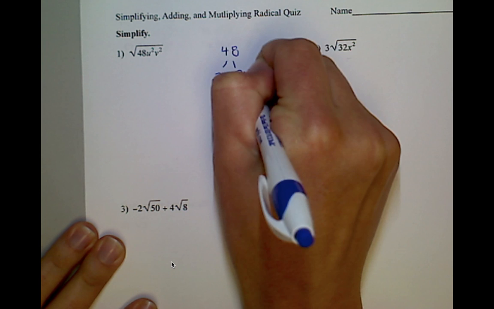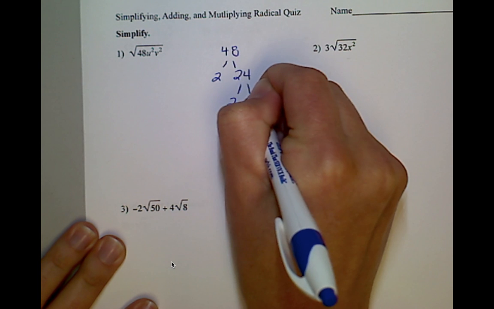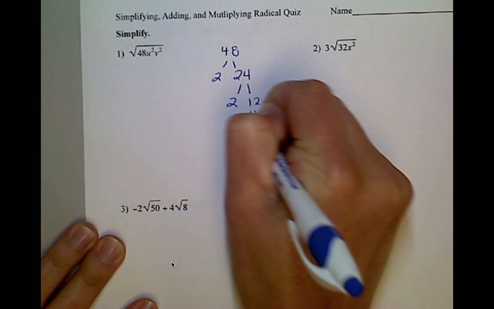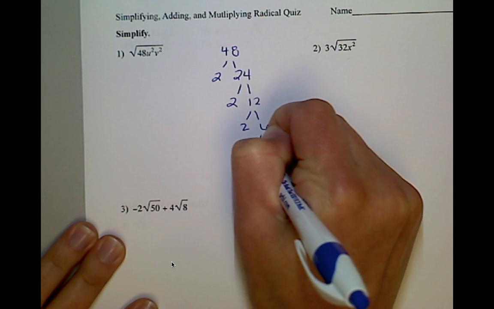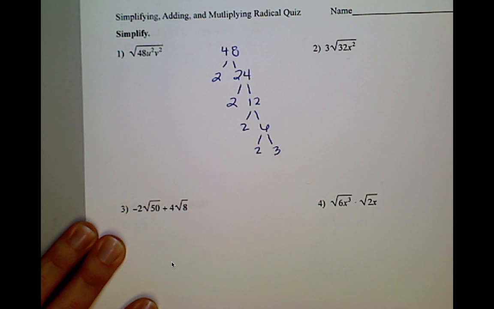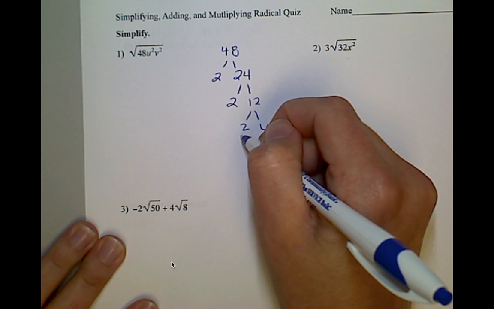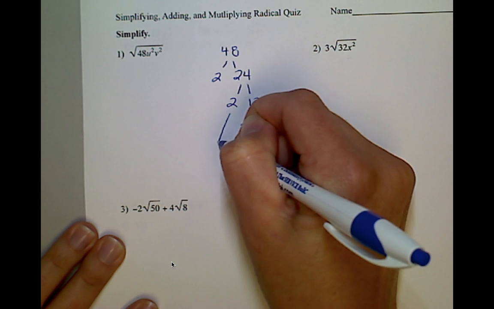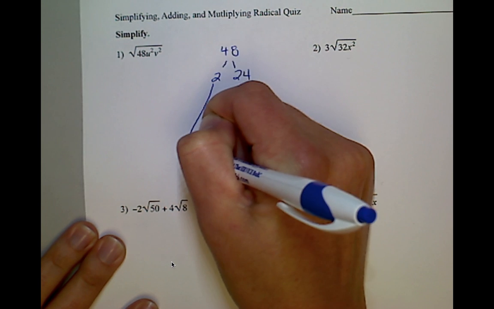2 and 24. I know 24 is even, so you can cut it in half again. I know 12 is even, so you can cut it in half again. I know 6 is even, so you can cut it in half again, and you're left with this right here. Here's your prime factorization. So bring down the rest of your trees, and there you go.